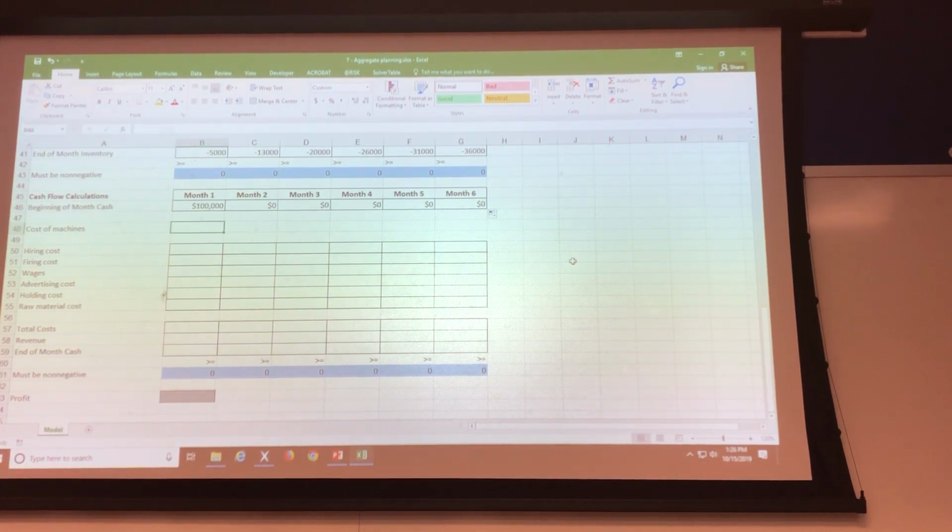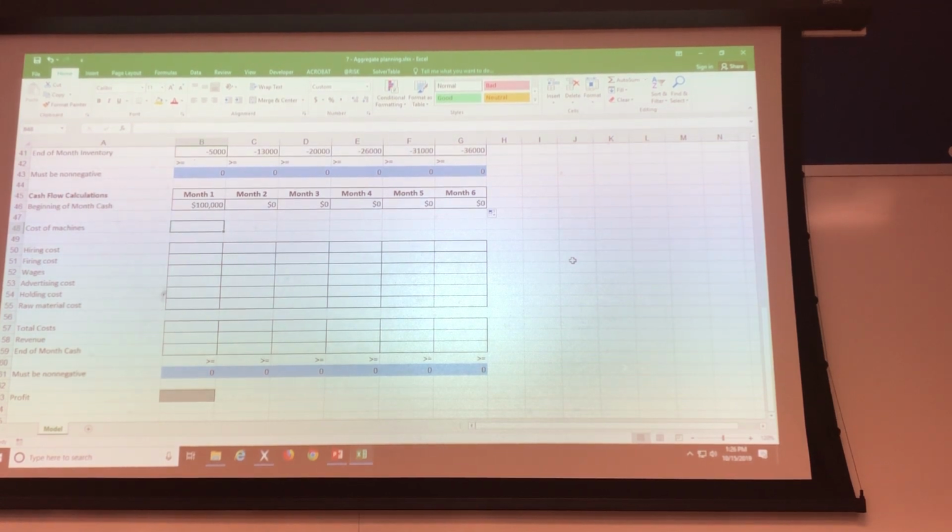One of the costs we're only going to incur one time, and that's right at the beginning of the first month when we buy the machines. It's actually the very first thing we do in the whole sequence of everything. And so that cost of machines is only going to show up here in month one, and that is what?